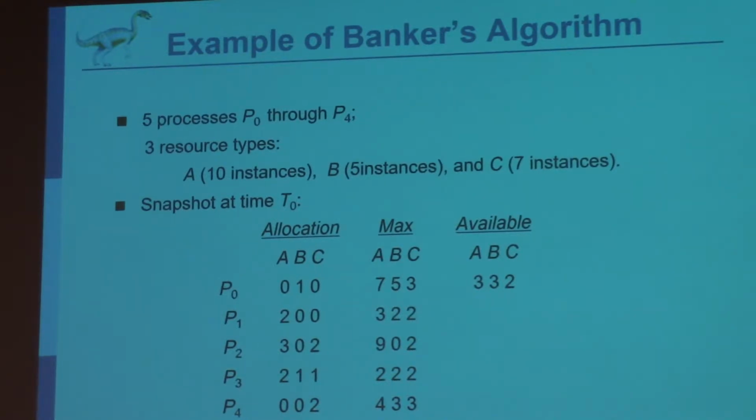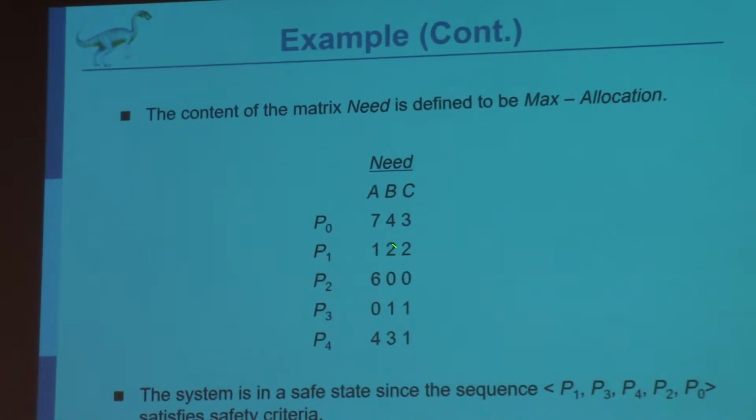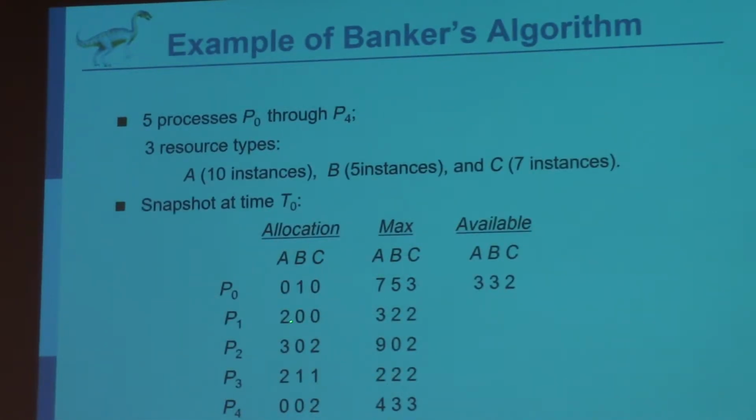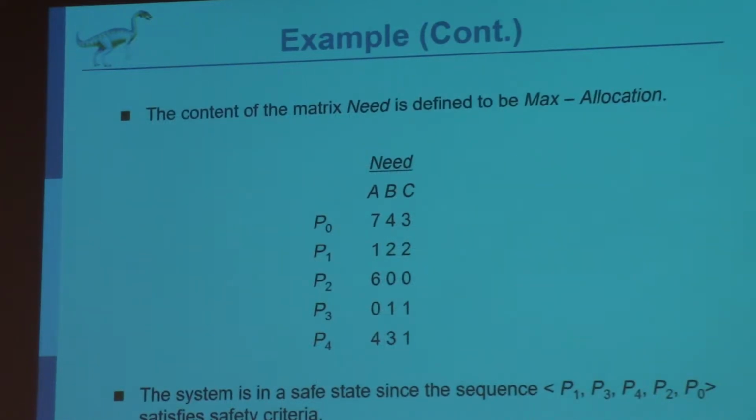And allocation means currently how many of them are allocated. P0 has only 1 of B, right? How many more are needed? 7A, 4B, 3C are needed. It's max minus allocation. That is the need. Okay? And similarly, P1 has only 2 of A. It needs 1 of A, 2 of B, 2 of C. Go on. Then we can calculate the need very easily.